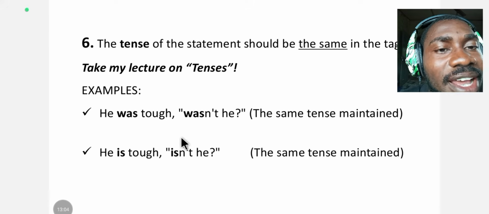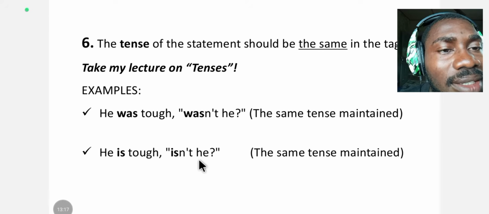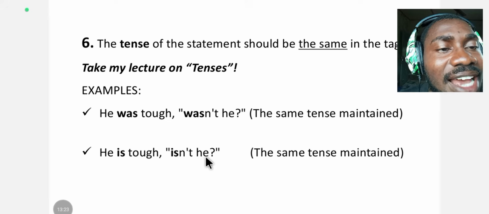Wasn't he? Let's look at the next example we have here. He is tough. The tense of the verb we have here is present tense. He is tough. Isn't he? The same tense is used, present tense. Isn't he? The tag question.